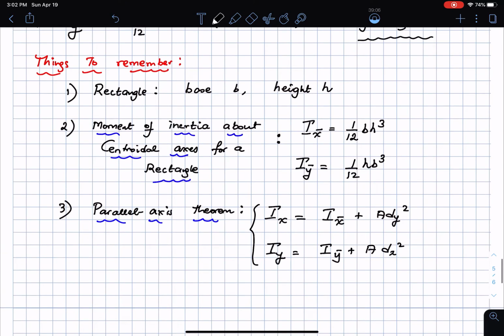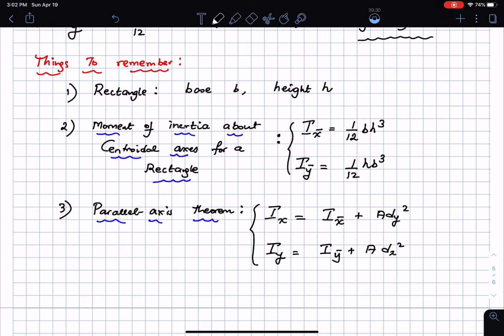Remember for a rectangle that the area is base times height. That's fairly straightforward. Everybody knows that from grade 3, right? Then the moment of inertia about the centroidal axis for a rectangle is something that we have derived, but you want to keep an eye on it and remember these. Then we remember the parallel axis theorem.